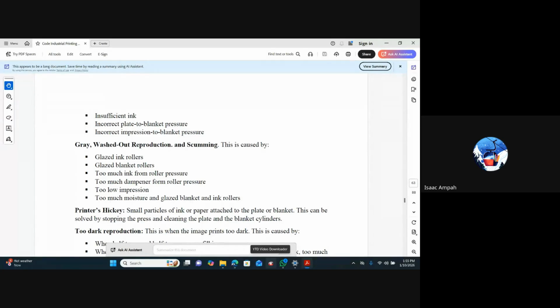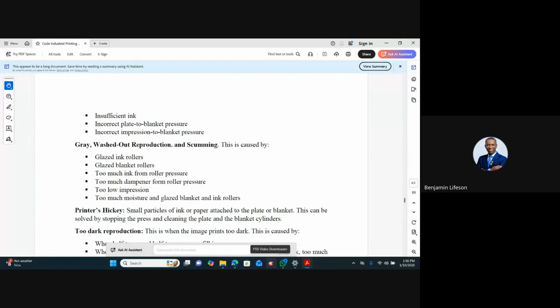Okay, gray washout reproduction and scumming. This is caused by one, glazed ink rollers. Two, glazed blanket rollers. The third one, too much ink from roller pressure. The fourth one, too much dampener from roller pressure. And the fifth one, too low impression. And the last one, too much moisture and glazed blanket and ink rollers.